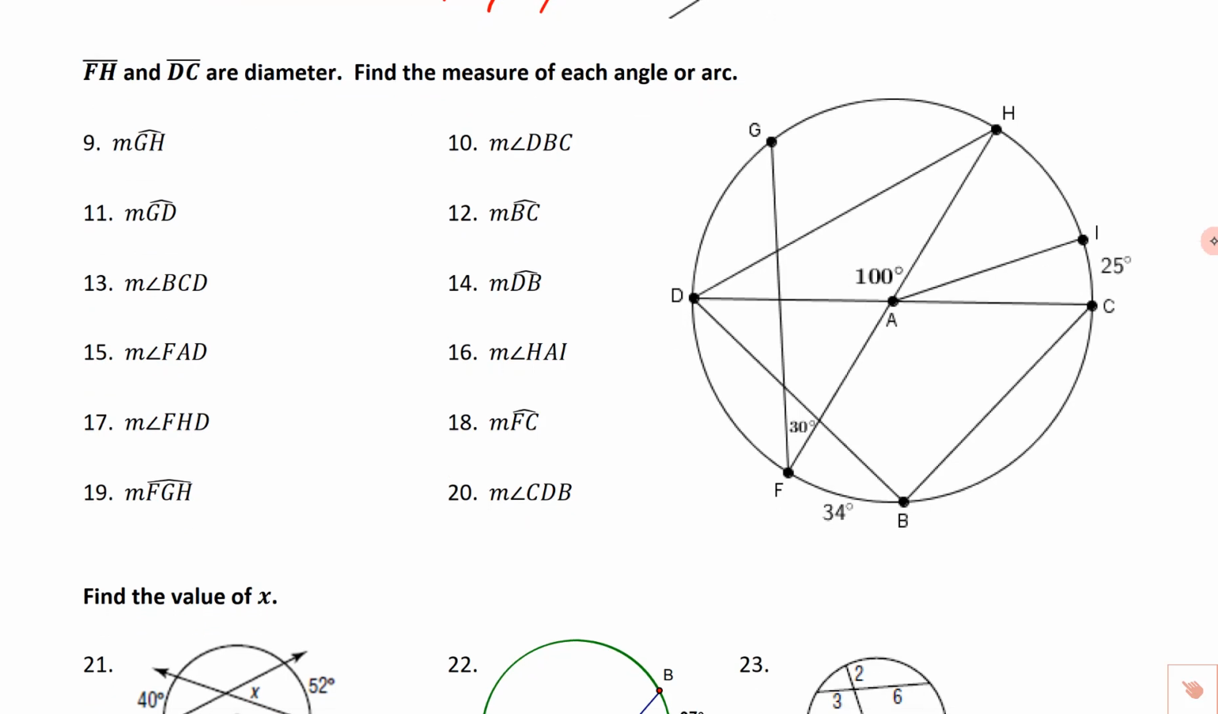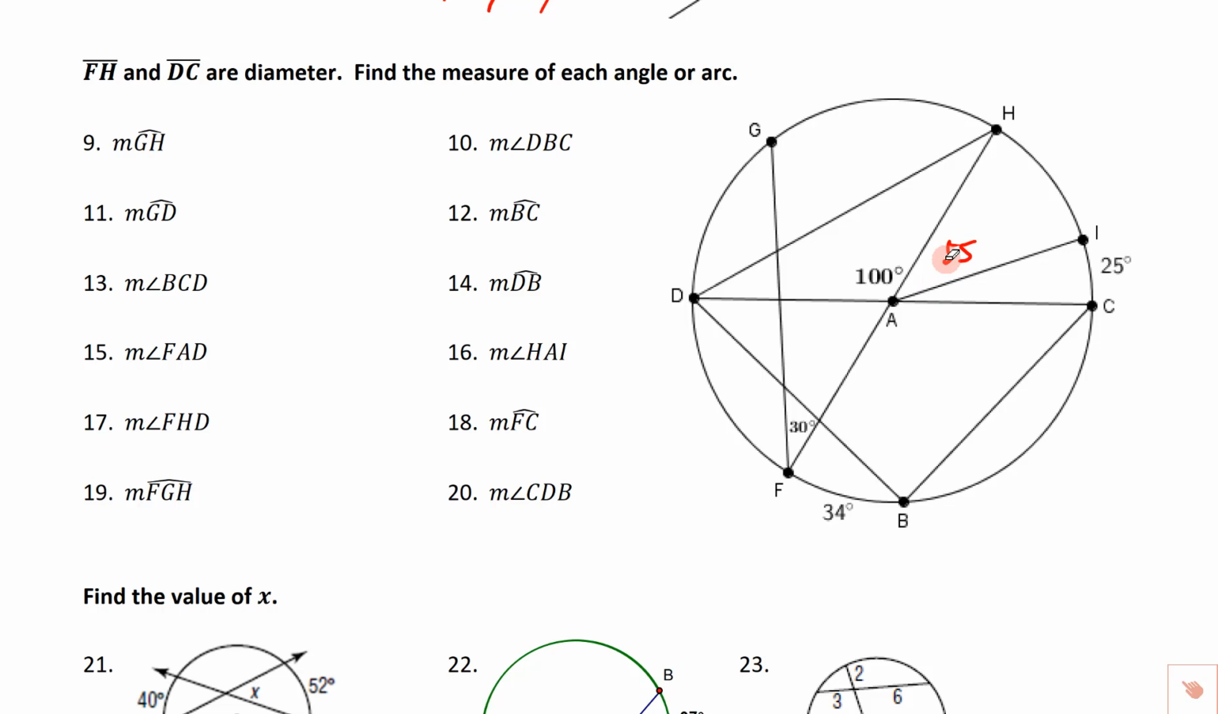Let's take a look at this next one. So it says some important information. FH and DC are diameters. So FH, this right here is a diameter. And then DC, that right there is a diameter. So a couple of things that we notice on this, and there's no perfect way to do this. You can do it in pretty much any order that you want. But if this is a diameter and that's 100 degrees, we've got 180 degrees between the two of those. So that means this would be 80, and if 25 of them are used here, that makes this 55 degrees.